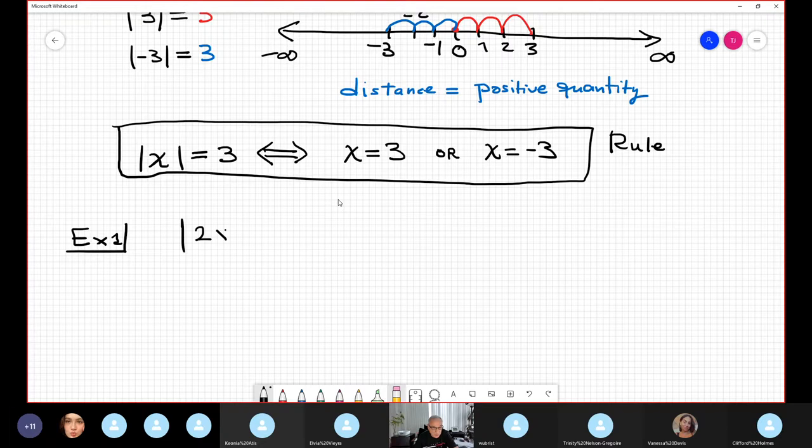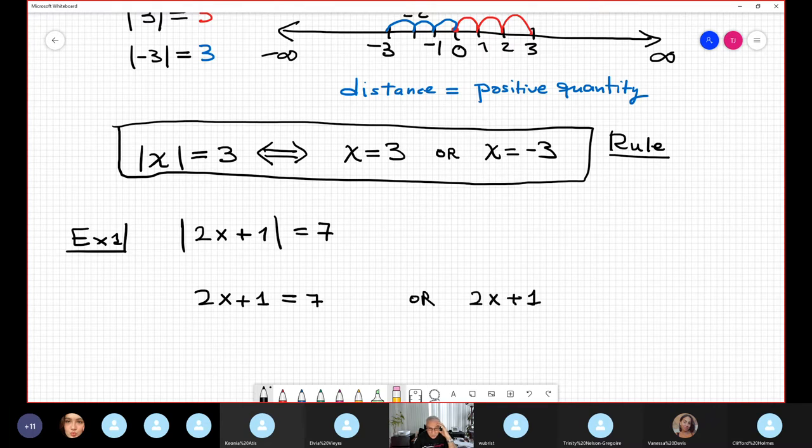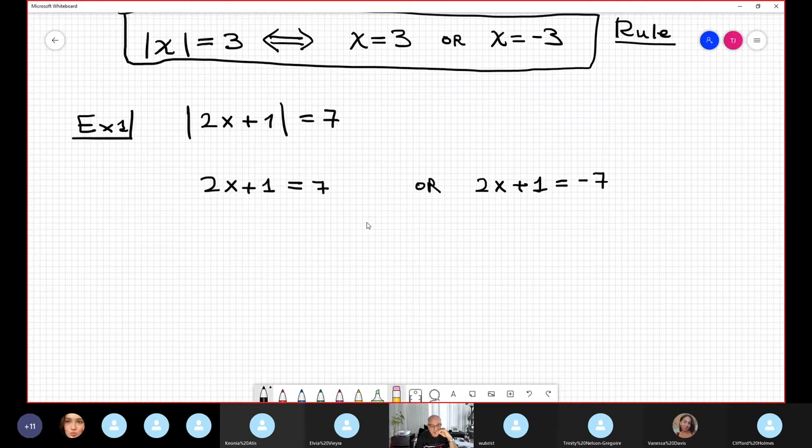Suppose you have the absolute value of 2x plus 7, plus 1, equals 7. I guarantee you that in the test you will see an equation like that containing absolute value. The student who doesn't know anything removes the bar, like that, and solves the equation, and ends the story. No, this is completely wrong. You use that rule. And that rule says you remove the bar, so you copy the expression inside the bar, without the bar, equals 7, and we have another equation, case 2: 2x plus 1, remove the bar again, equals negative 7. So we have two solutions. Not always, but most of the time, we have two solutions in this kind of equation. And the rest is okay.